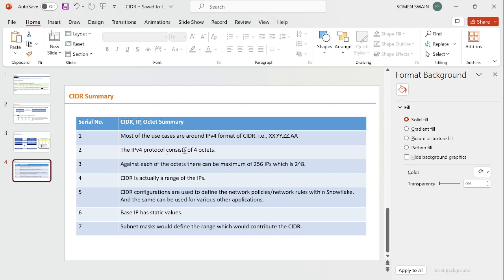I hope this video was helpful in decoding the IPv4 values from a CIDR range, and also in understanding how those kinds of configurations are done.